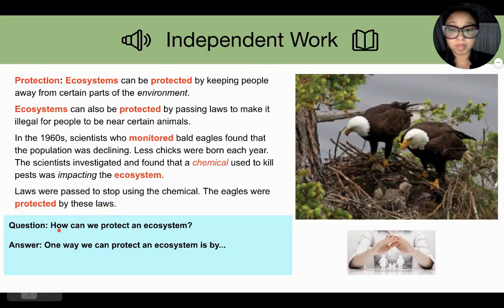Here is your question. How can we protect an ecosystem? You can start your answer with, one way we can protect an ecosystem is by. You can pause the video now to read this part of the text silently to yourself. You can press play when you are ready to continue the video.